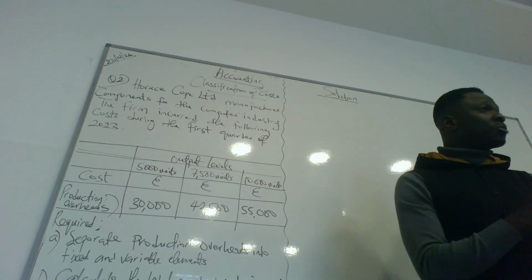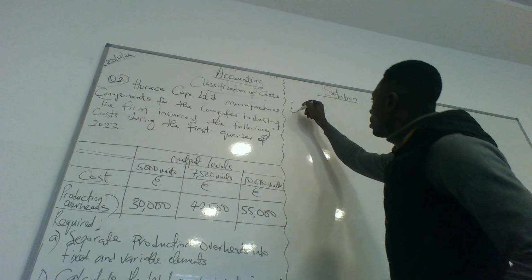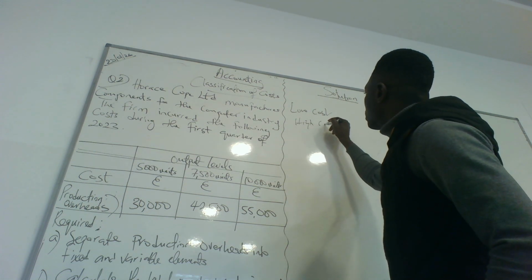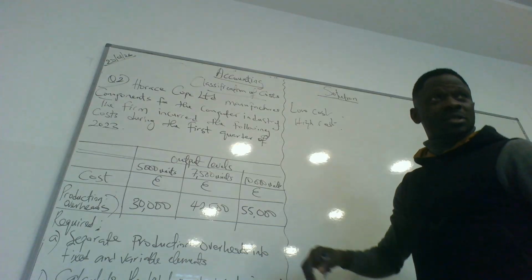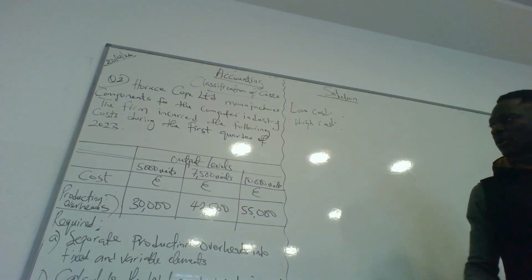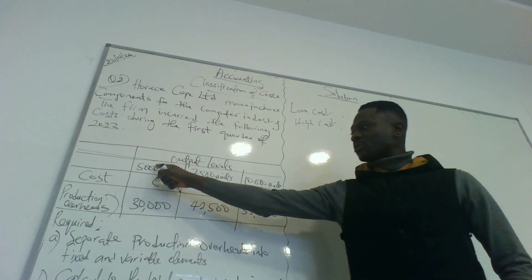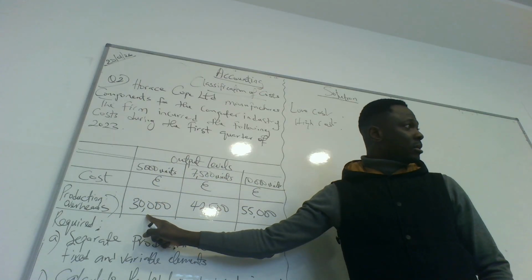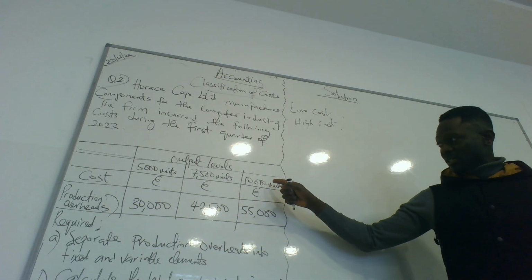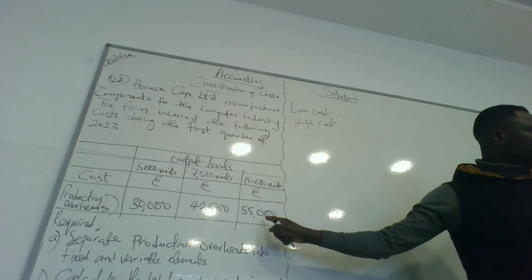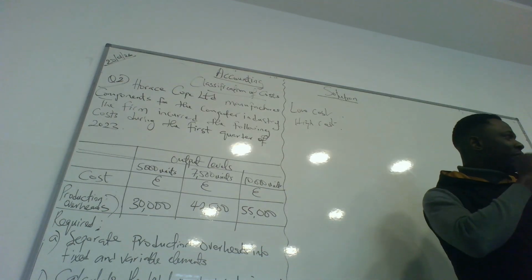So to find the fixed cost, we need low cost and high cost. So the difference between them will give us our variable cost. So our low cost here, the lowest output here is 5,000 and the lowest cost is 30,000. The highest output here is 10,000 and the highest cost is 55,000. So the difference between them will give us our variable cost.